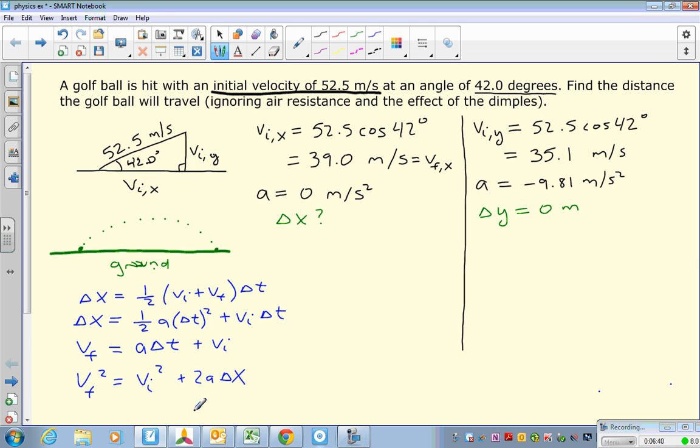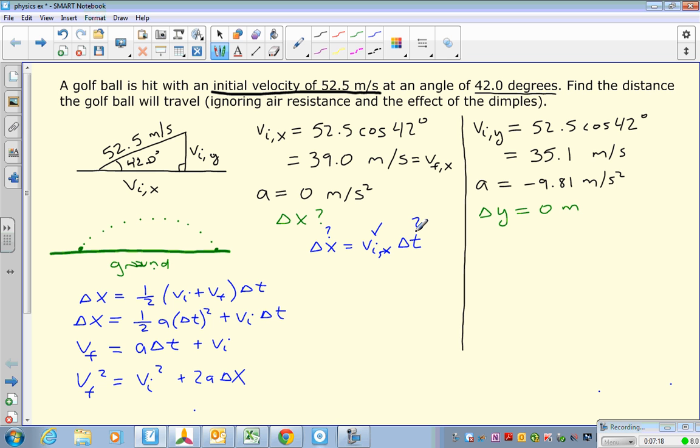Well, okay, we're looking for delta x. If I look at these equations, there are two delta x equations, and really the last one also has delta x in it. But because acceleration is 0, all of those a parts disappear. So the only useful equation we get out of that is that delta x equals v initial in the x direction times delta t. Well, we're looking for delta x. We know v initial, and I also don't know delta t. So I really can't go anywhere.